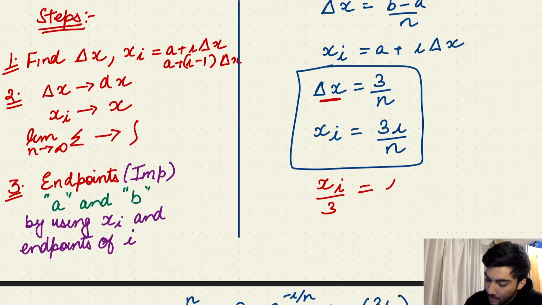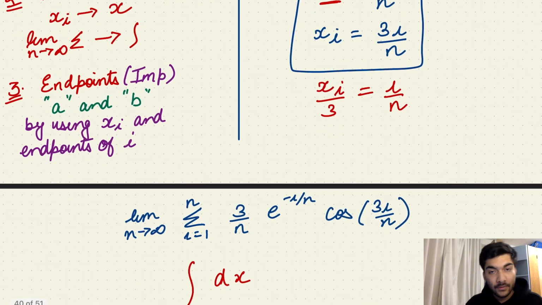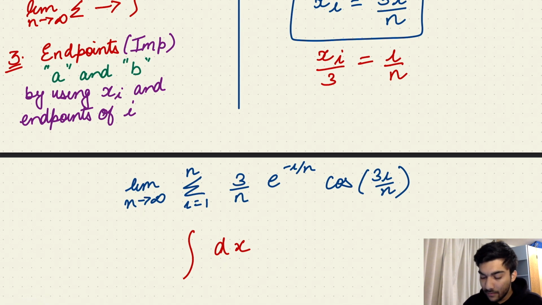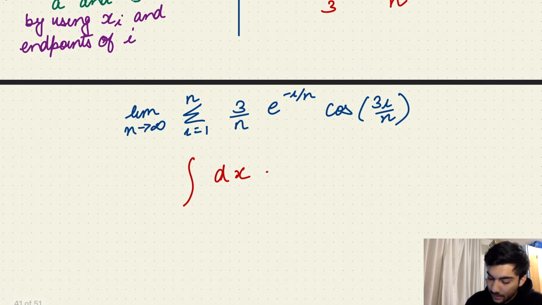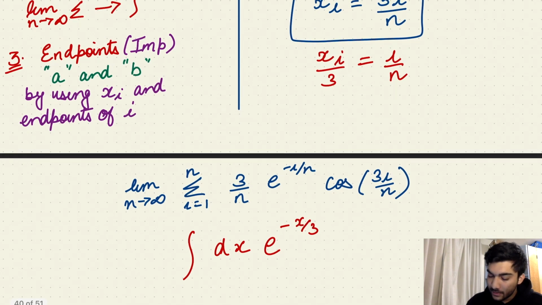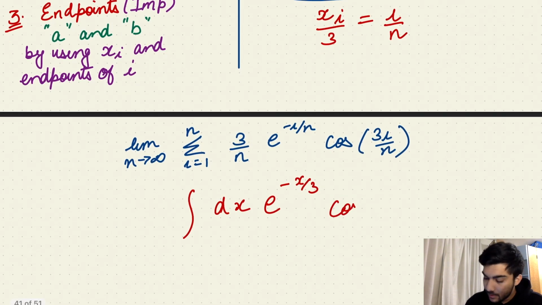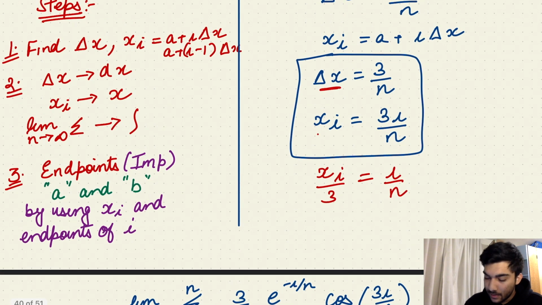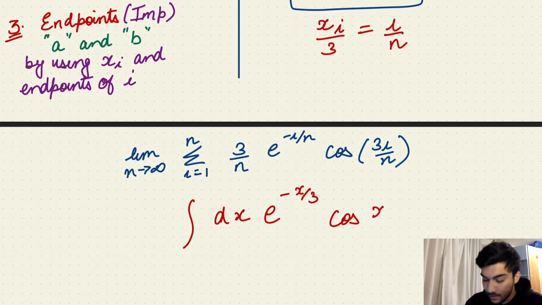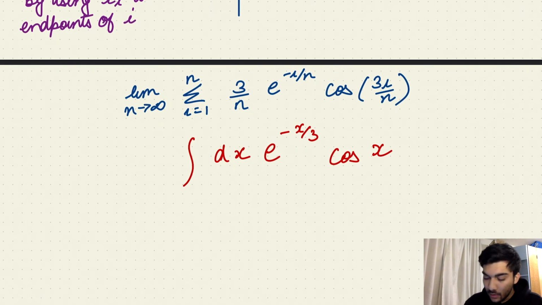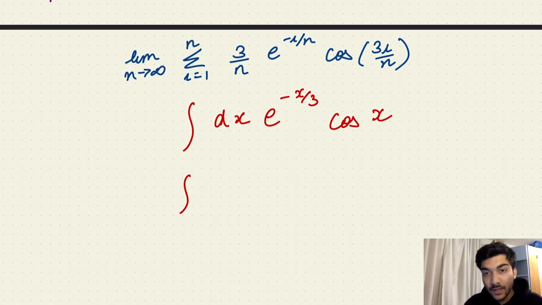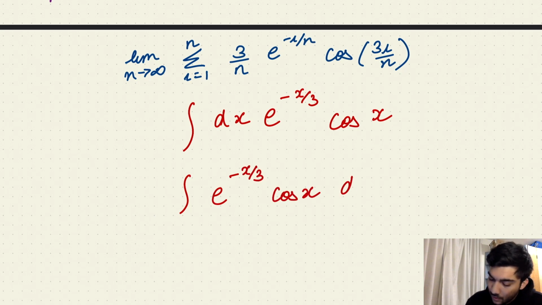which will give me xi by 3 is i by n, right? So I'll change every occurrence of i by n as x by 3 in this case. So let's do that. It will become e to the power minus x by 3, because i by n is x by 3. My cos 3i by n, since 3i by n is already xi, will be changed to x. So now I have this integral. I'll write it down again in the definite integral notation. So it will become e to the power minus x by 3 cos x dx, right?